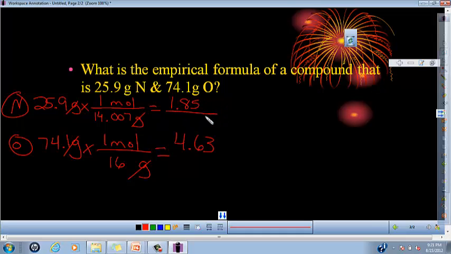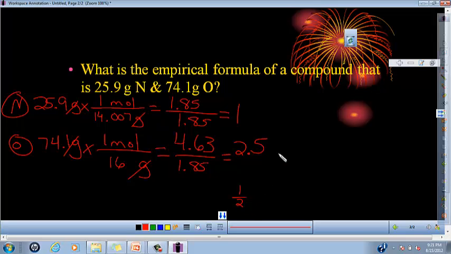Okay, so now you're going to divide both of these numbers by the smallest number. Alright, so you get 1 up here, and then down here you get 2.5. All right, so 2.5, that's the common fraction, 1/2.